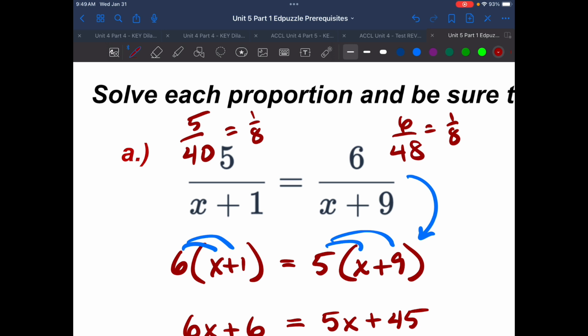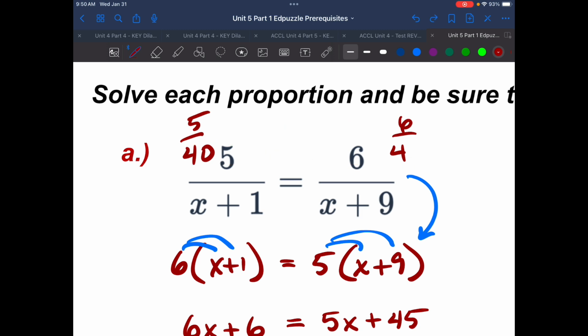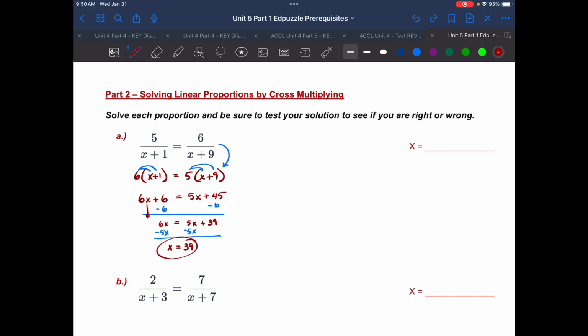Or you could cross multiply. Let's go back a step. Or you could cross multiply 6 times 40 and 5 times 48. And guess what? You would get 240 for both. That would tell you they're equivalent. Okay? So let's go down here to the bottom. X equals 39. That's our solution.